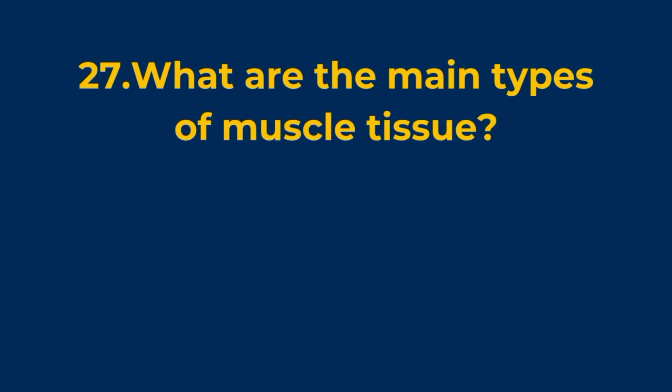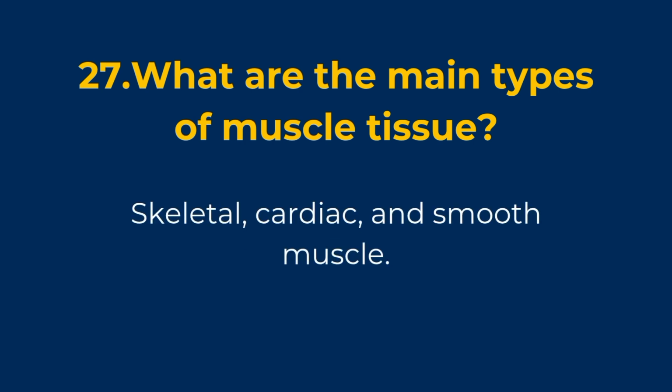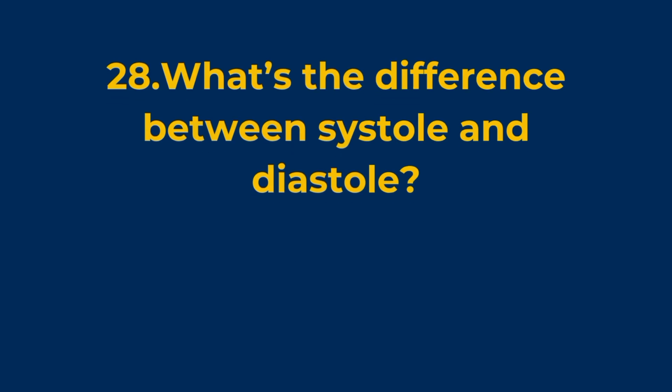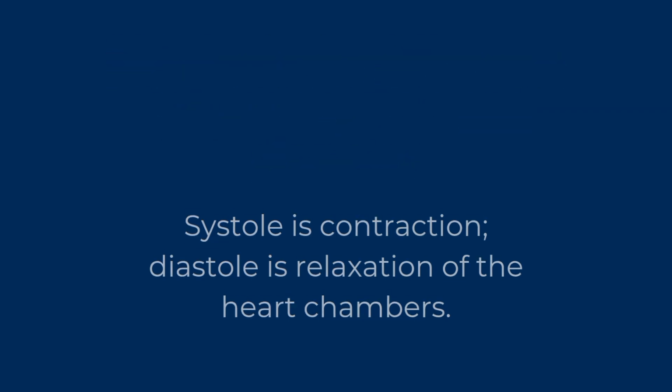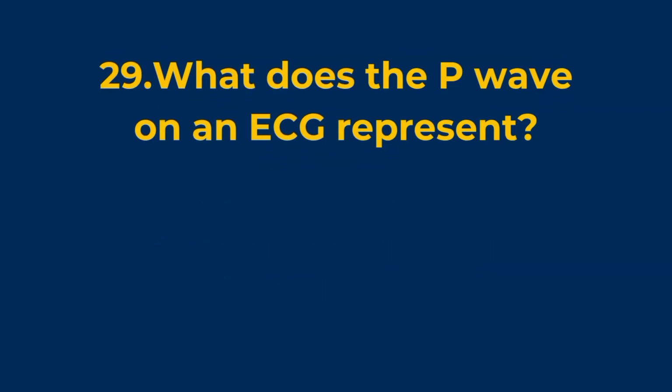27. What are the main types of muscle tissue? Skeletal, cardiac, and smooth muscle. 28. What's the difference between systole and diastole? Systole is contraction. Diastole is relaxation of the heart chambers. 29. What does the P wave on an ECG represent? Atrial depolarization.